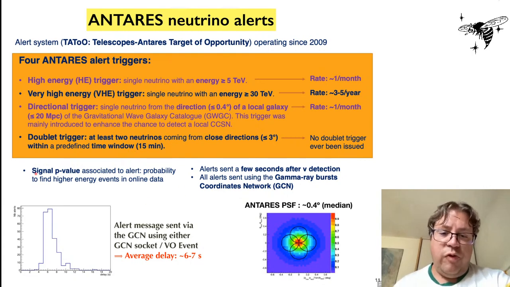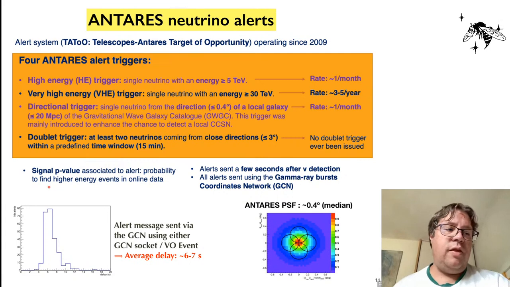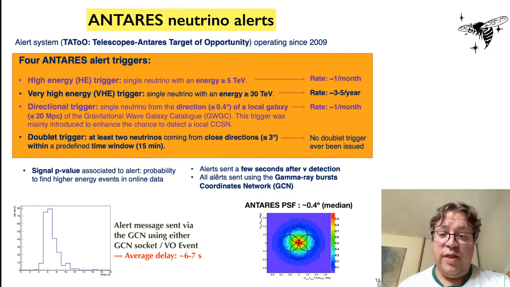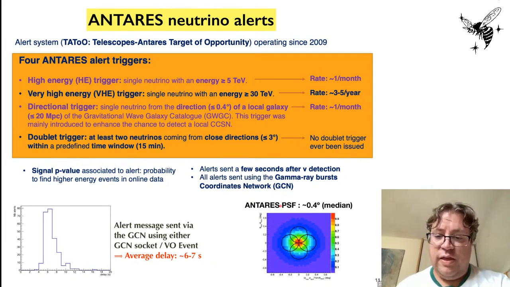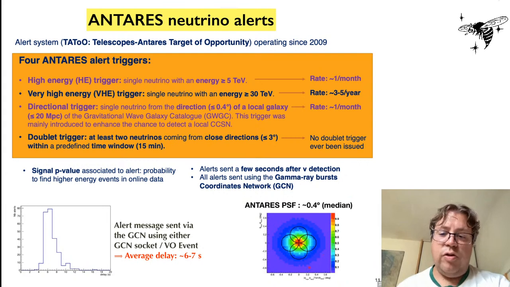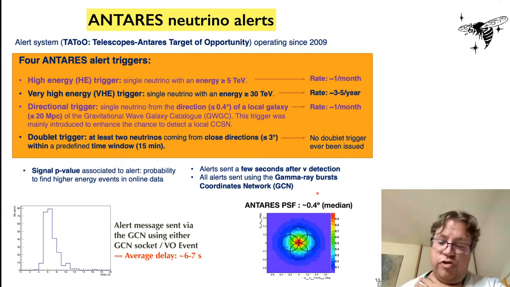What we provide is a p-value, which means the probability of being a cosmic signal, and we send the alert. All the process I showed you in the last slide typically takes 6 to 7 seconds. And this is a PSF of the Antares telescope. This is 2 degrees by 2 degrees, so the size of a MASTER field is 2 times this one. The little circle is the size of the Swift XRT. And we send the alert in the GCN format.